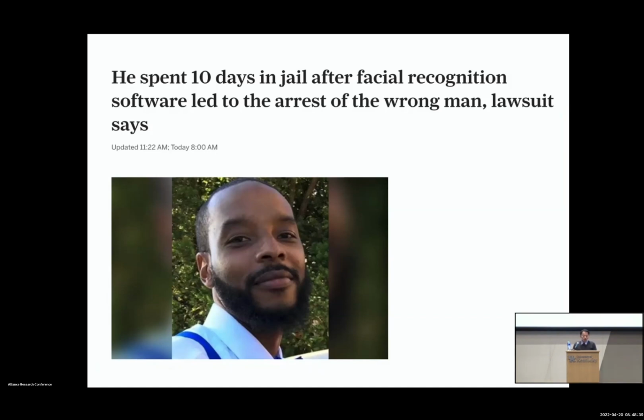I wanted to start with this headline from a news story that I saw. This unfortunate gentleman spent 10 days in jail after facial recognition software led to the arrest of the wrong person. And this is one of the potential risks of AI, right? To a computer, these two pictures look like the same person, although to a human being, it might be easier to figure out that these aren't the same people.